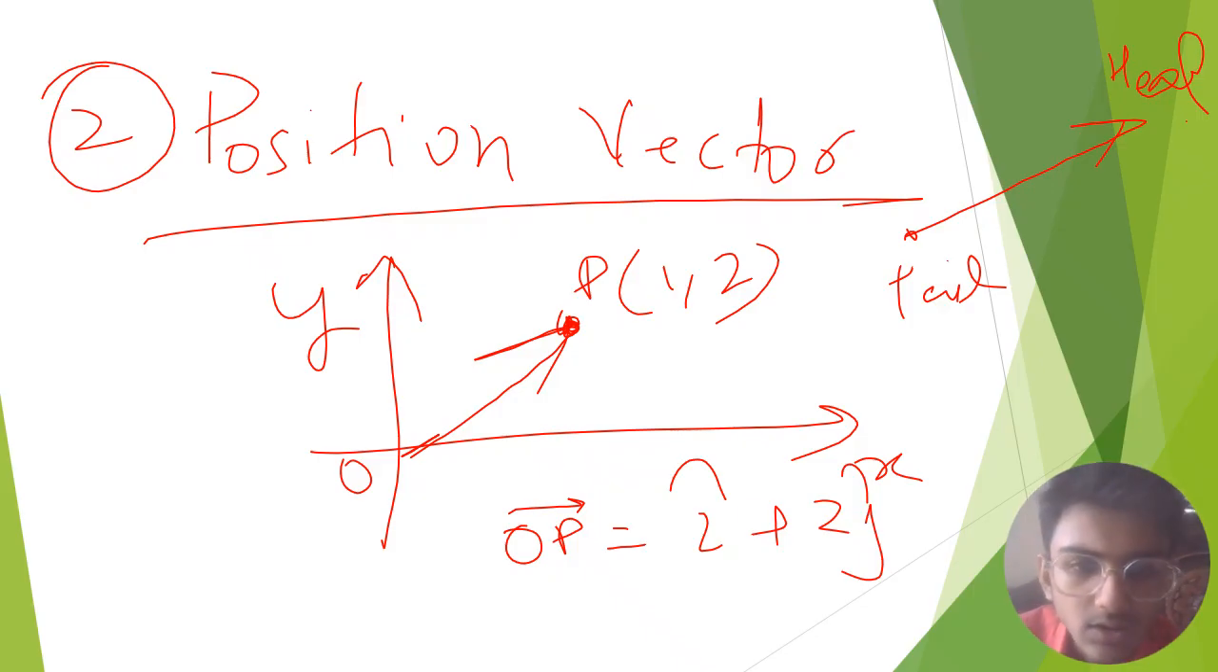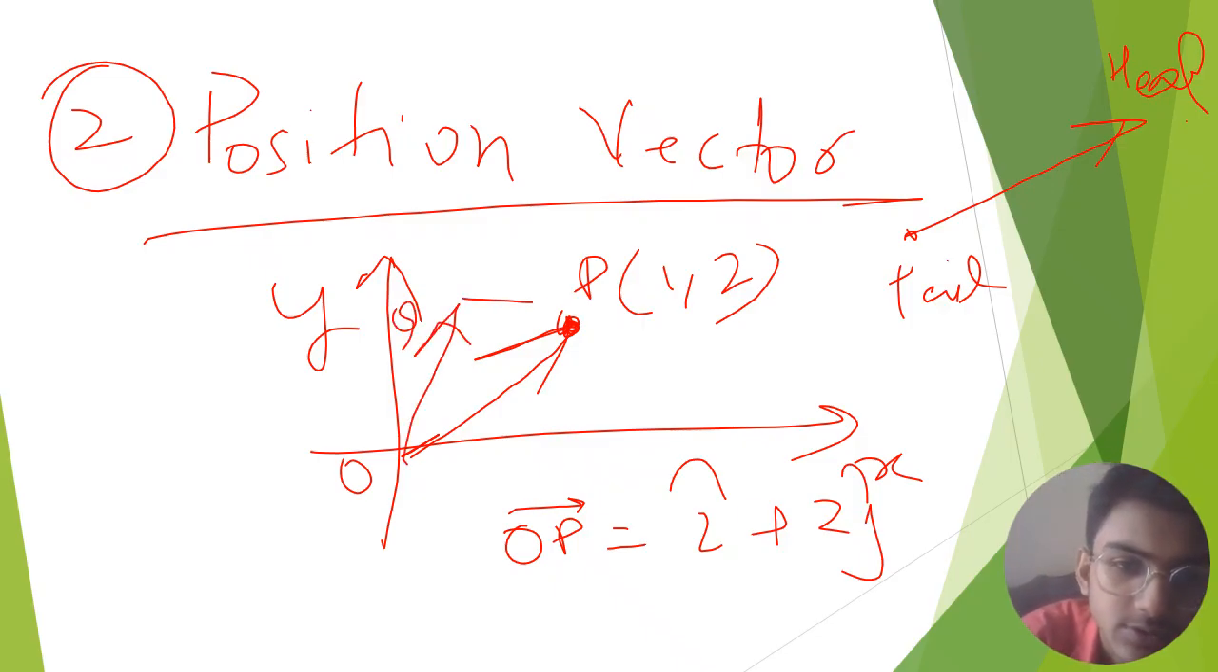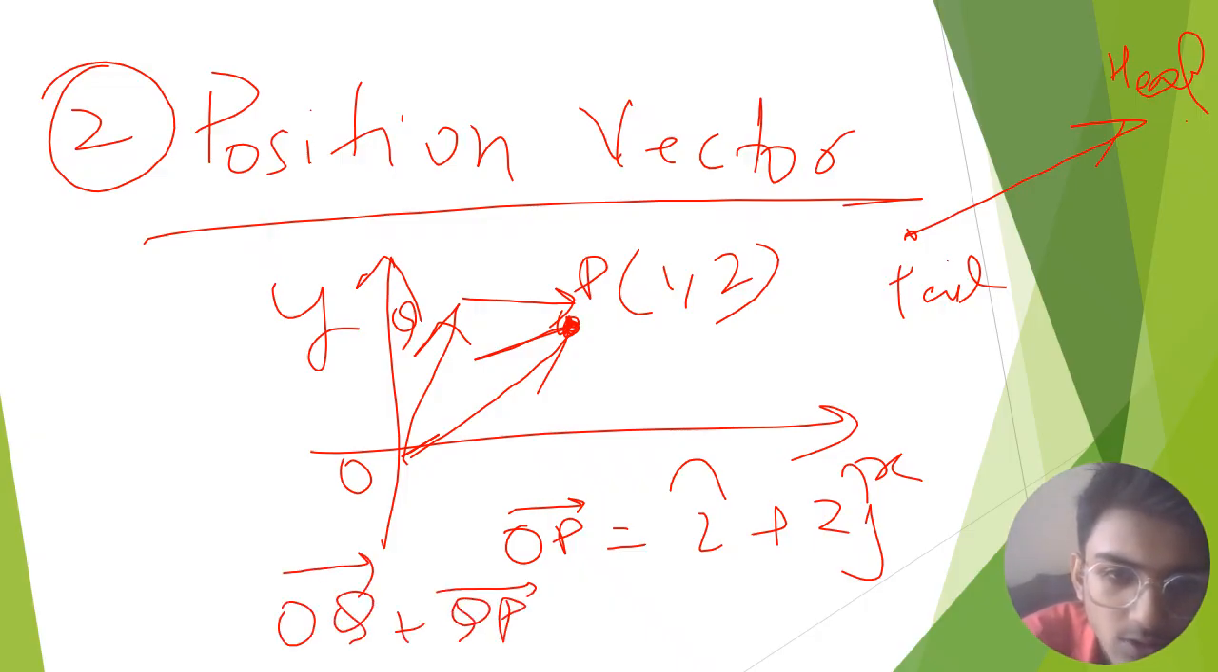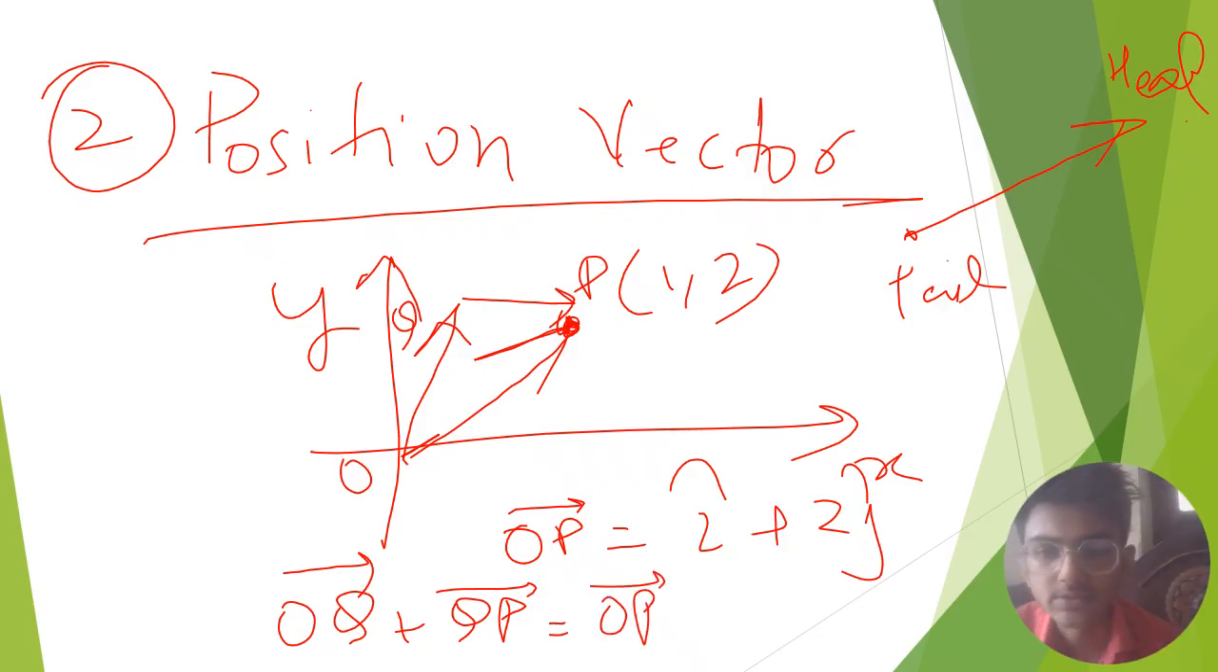We discussed position vector, right? Now here you can use some of the rules also. Okay, so you can draw another vector like this, OQ vector. Now you can say this. So using vector law of addition, you can write OQ vector plus QP vector gives you OP vector like this. Okay, so this is by the help of vector law of addition.